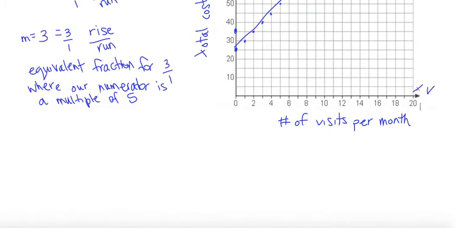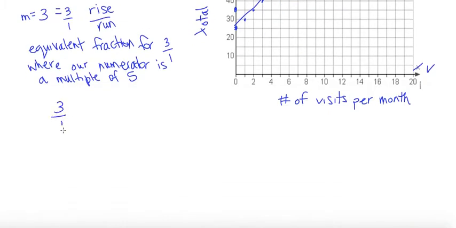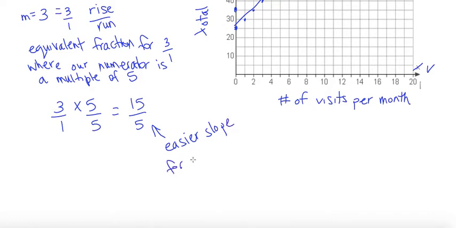So what do I have to multiply 3 by in order for it to also be a multiple of 5? Well, why don't we start by multiplying it by 5? Remember, whatever I do to the numerator, I do to the denominator. So this is going to be 15 over 5. Like I said, 15 over 5 will simplify back down to 3 over 1, but this is an easier slope for us to sketch on our graph with our scale.